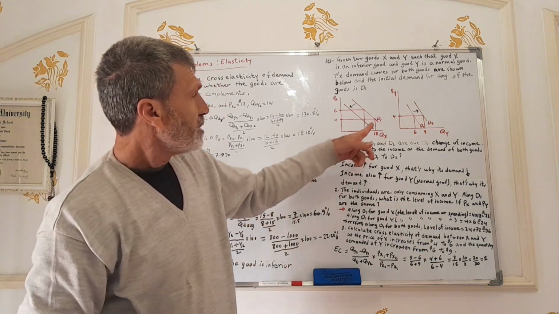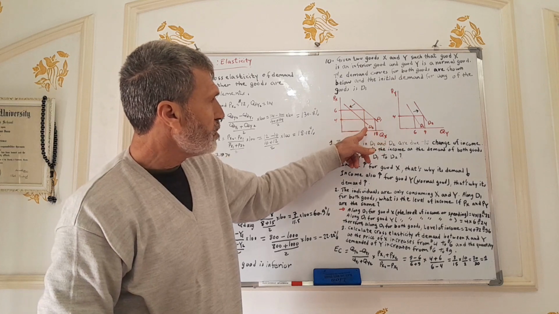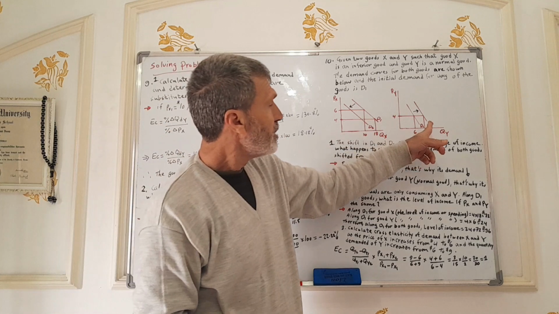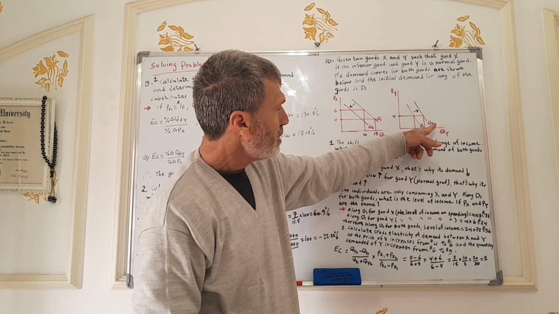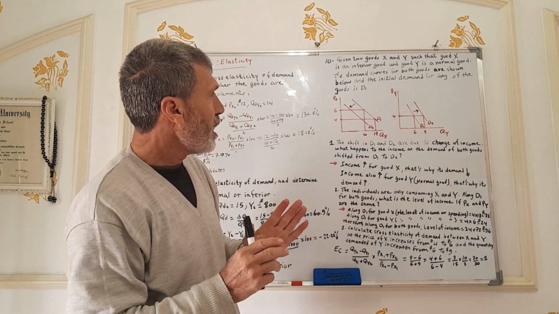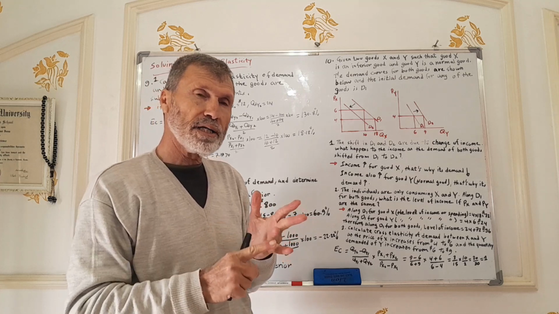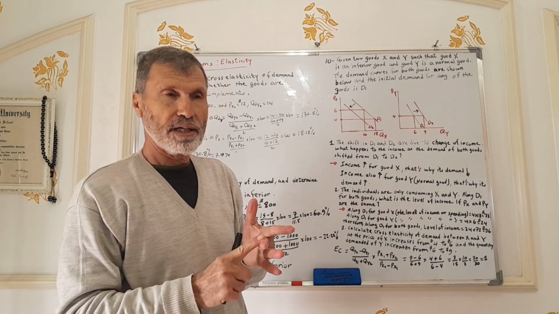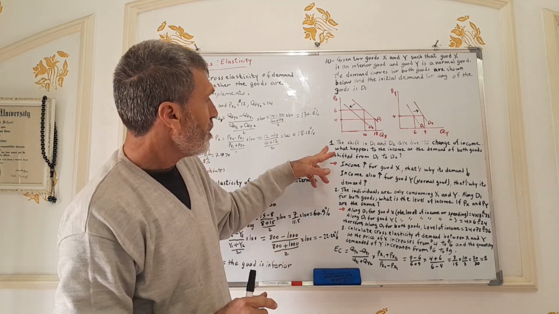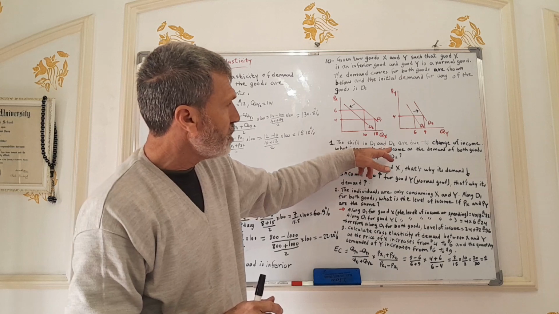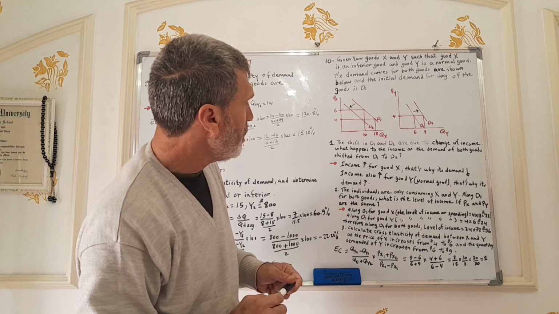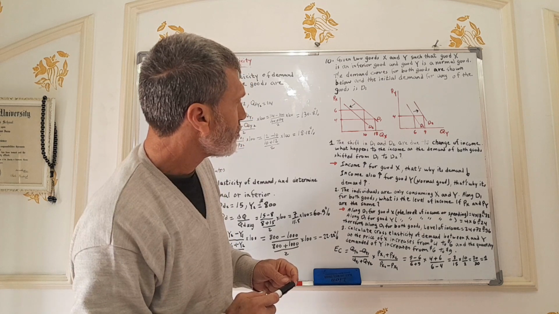As you can see, D1 shifts to the left from D1 to D2 for the case of good X, which is the inferior good. However, D1 shifts to the right for the case of the normal good. So we know now that good X is an inferior good and good Y is a normal good. The initial demand curve for both is D1. And now question number one says the shifts in D1 and D2 are due to a change of income.